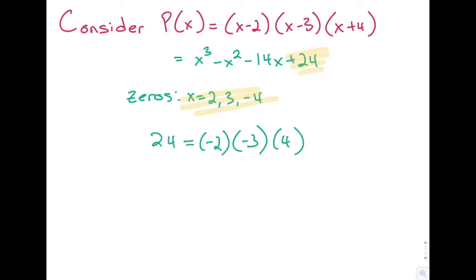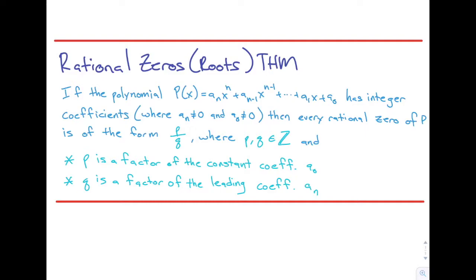And this leads us to the rational roots theorem, or the rational zeros theorem. If the polynomial p of x, which equals a sub n x to the n plus a sub n minus 1 x to the n minus 1 plus and so on plus a1 x plus a sub 0, has integer coefficients where a sub n and a sub 0 are both not equal to 0, then every rational zero of p is of the form p over q, where p and q are integers, p is a factor of the constant term a sub 0, and q is a factor of the leading coefficient, a sub n.